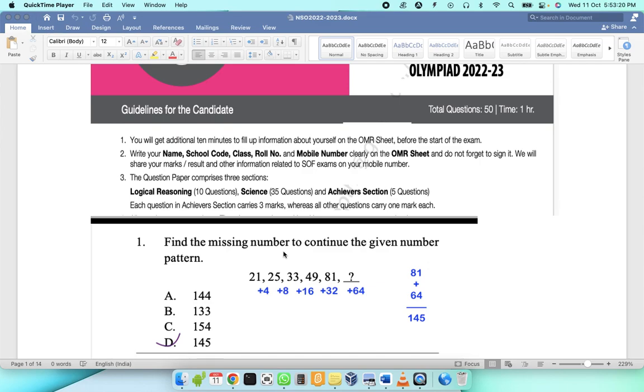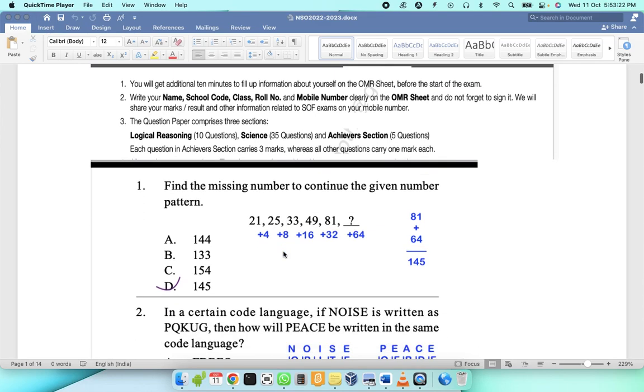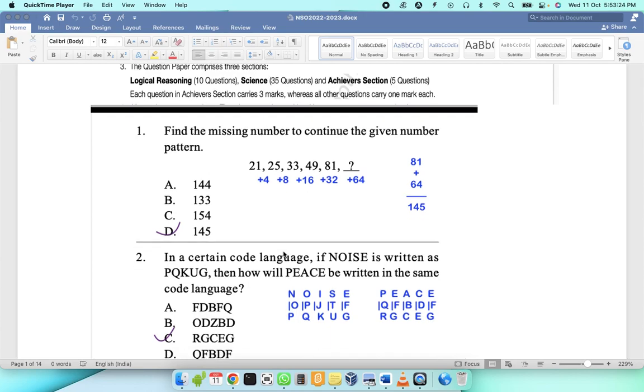The difference between 25 and 21 is 4, 33 and 25 is 8, and so on. So, we can see that each difference is double the previous one. So, we have to find the difference between 81 and 49, which is 32, and double it, which is 64. We add 81 plus 64 and we get 145. 145 is the answer here.